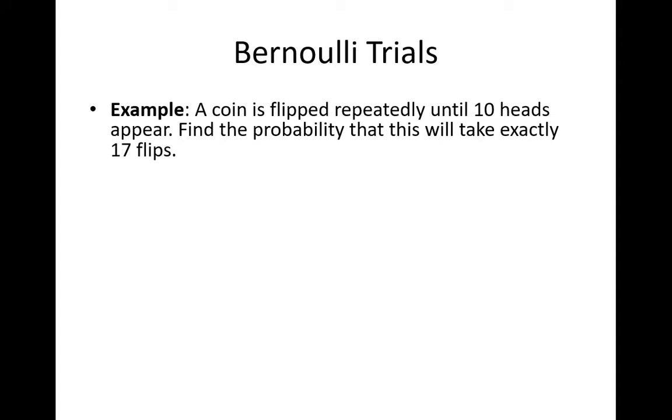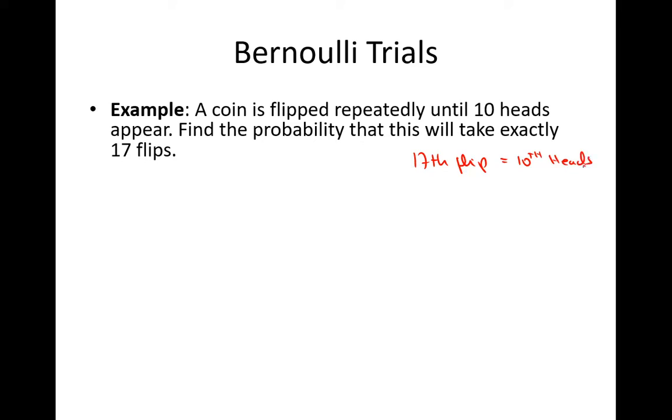A coin is flipped repeatedly until 10 heads appear. Find the probability that this will take exactly 17 flips. Now, notice that you're being told what you have to end on. Okay, so on the 17th flip, what are we told? It has to be heads, and it has to be the 10th head.